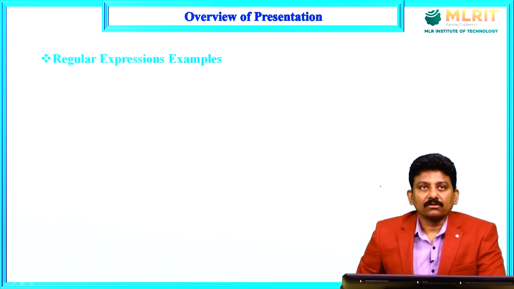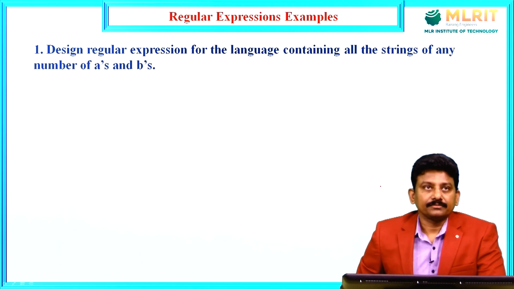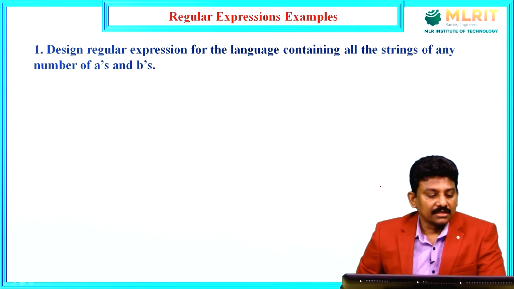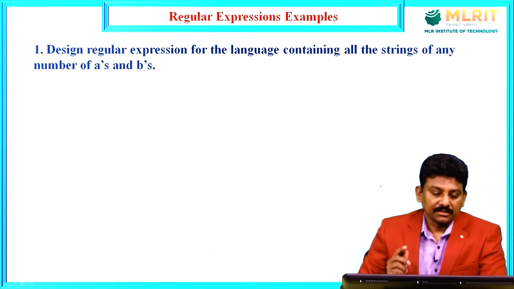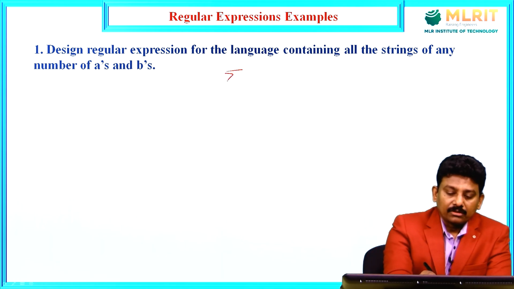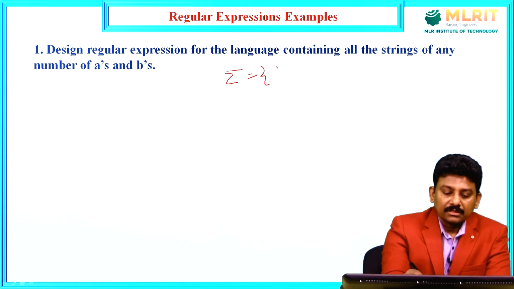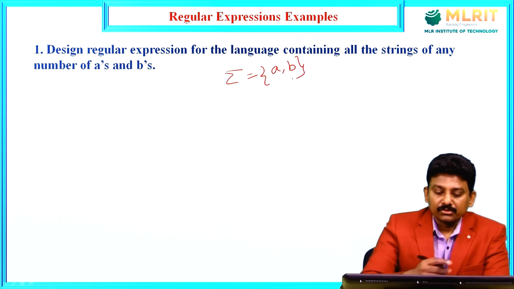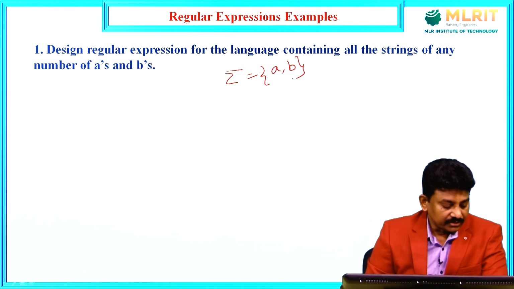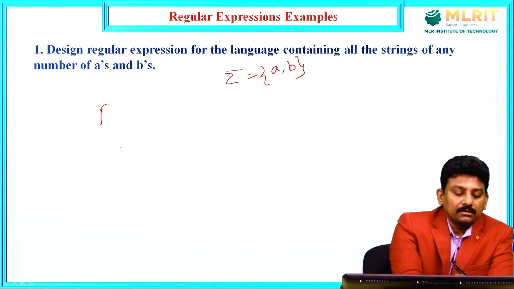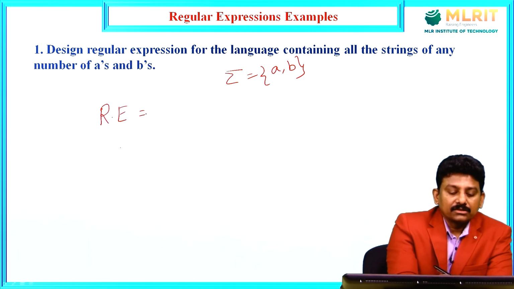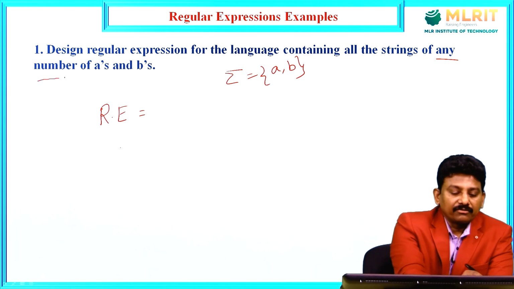Today's topic is regular expressions examples. First example, design a regular expression for the language containing all the strings of any number of A's and B's. Here the given input alphabet is sigma is A, B. Two input symbols A or B. For this we need to construct a regular expression. RE denotes regular expression, any number of A's and B's.